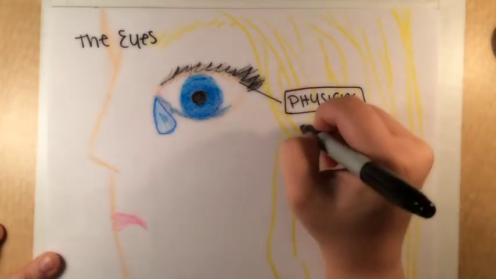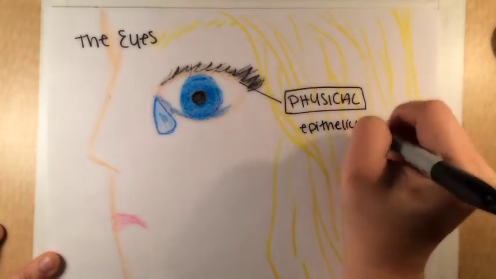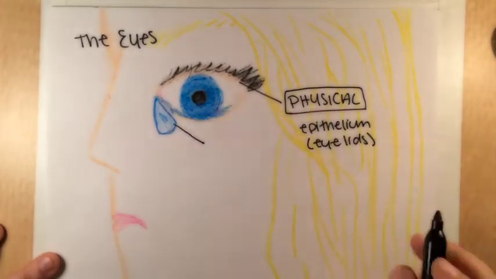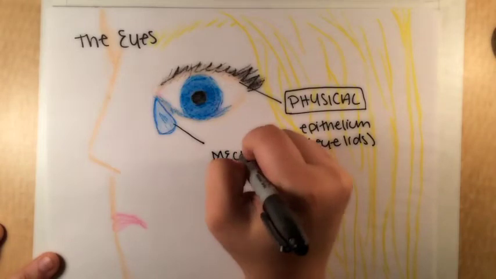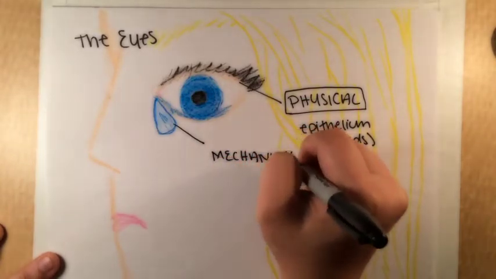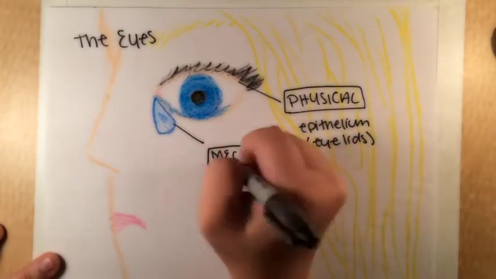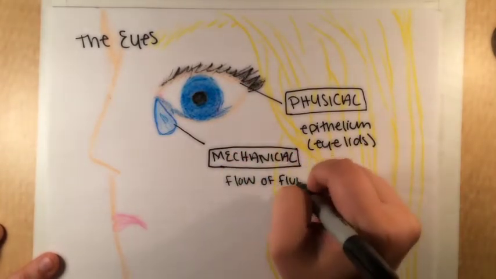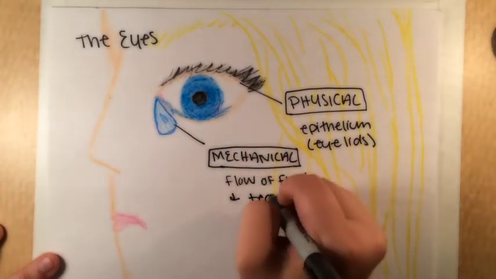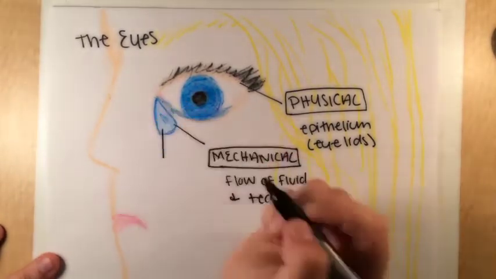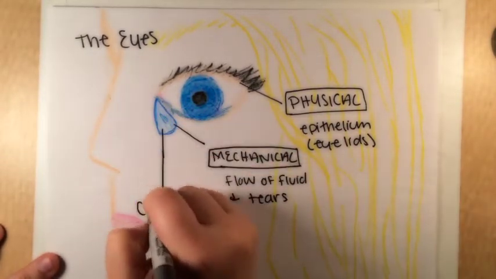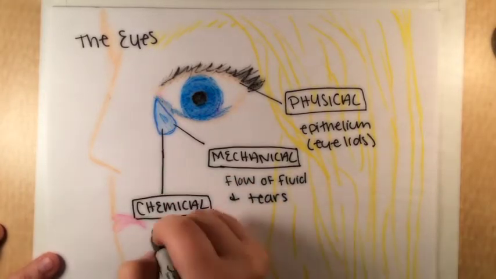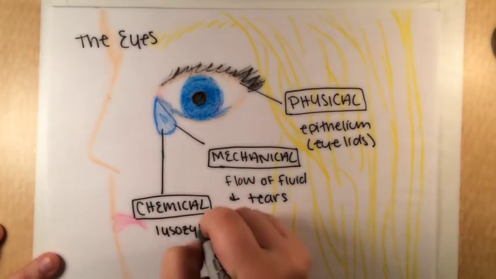The physical barrier in the eyes consists of the eyelids and eyelashes. The eyes contain lacrimal glands which produce tears. This flow of fluid and tears constitute the mechanical barriers here. Chemical barriers include the lysozymes within the tears.